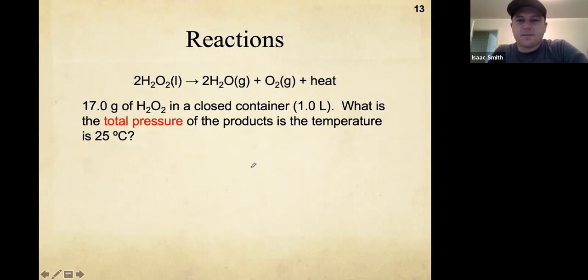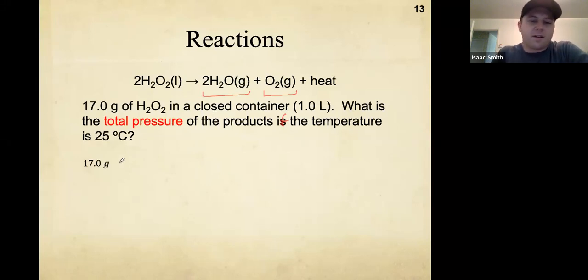So let's look at this problem that we couldn't really solve initially, and we're going to try it now. Okay, so we have 17 grams of hydrogen peroxide in a closed container. What is the total pressure of the products if the temperature is 25 degrees Celsius? Okay, so if we can solve for the products, we have two gases, oxygen and water. And so if we can solve for the pressure of each of these individually, we could solve for the total pressure that they give off, right?